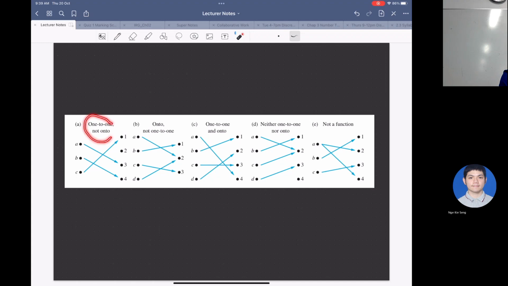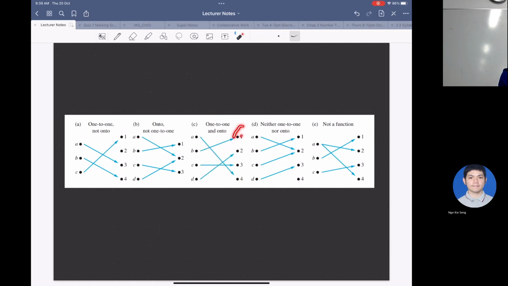Something is one-to-one and not onto because there's something in the codomain that doesn't have a pre-image. If it is onto but not one-to-one, it's because there are two elements in the domain sent to the same element in the codomain. A and D are different, but they both get sent to 2. So it's like 2 to 1. One-to-one and onto means everyone gets sent to a different element in the codomain.